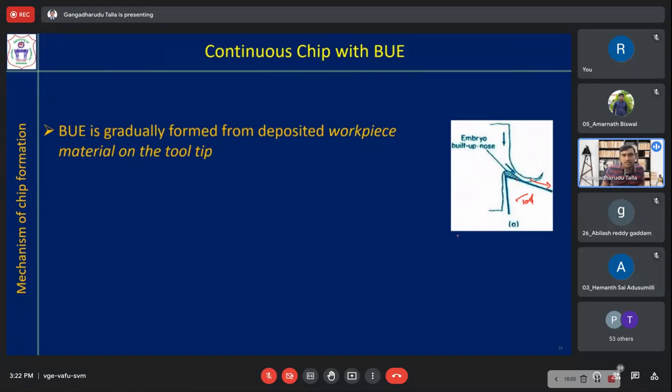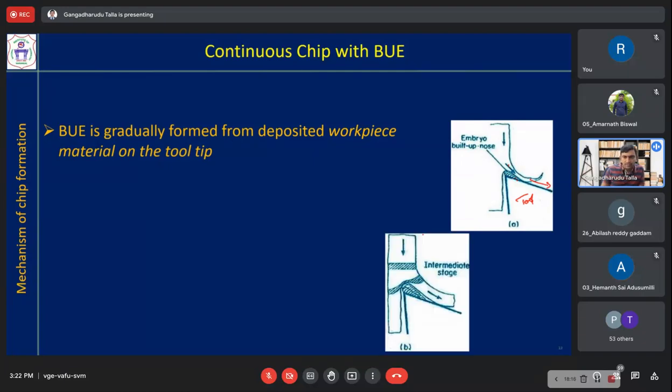Now built-up edge is gradually formed from deposited workpiece material on the tool tip. Around the tool tip area, some portion of the workpiece material is sticking to the tool tip. Now the next step: initially, this lump has formed, and as the workpiece is moving, one more layer of the plastically deformed material is sticking to the previously formed small lump of material here.